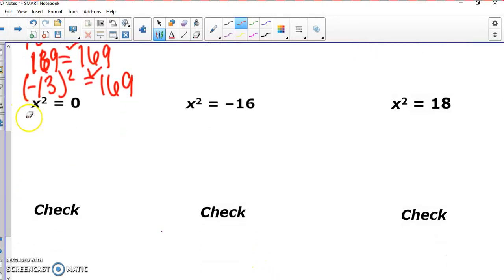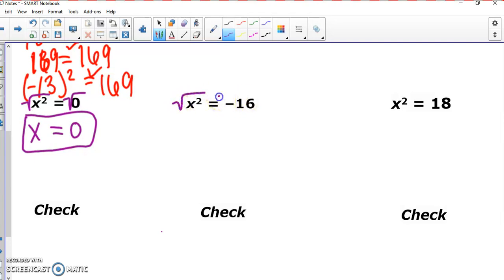Okay, so this next one here then, I'm going to do the exact same thing. I'm going to take the square root of both sides. Square root of x squared is just going to leave me with an x. And then square root of 0 is just 0. And this would be an instance where I don't even need to put my plus or minus sign because 0 is just neutral. It's not positive or negative. Okay, this next one, hopefully you see it before you even try it, but you can't take the square root of a negative number, so this one would be, again, no real solutions.